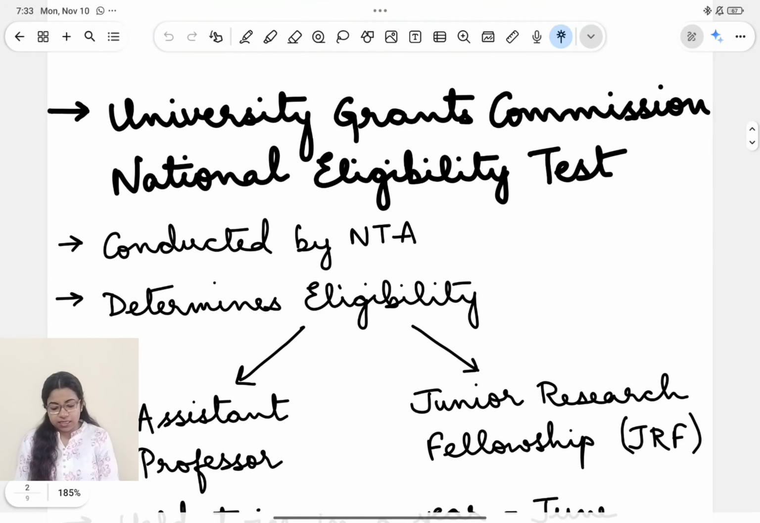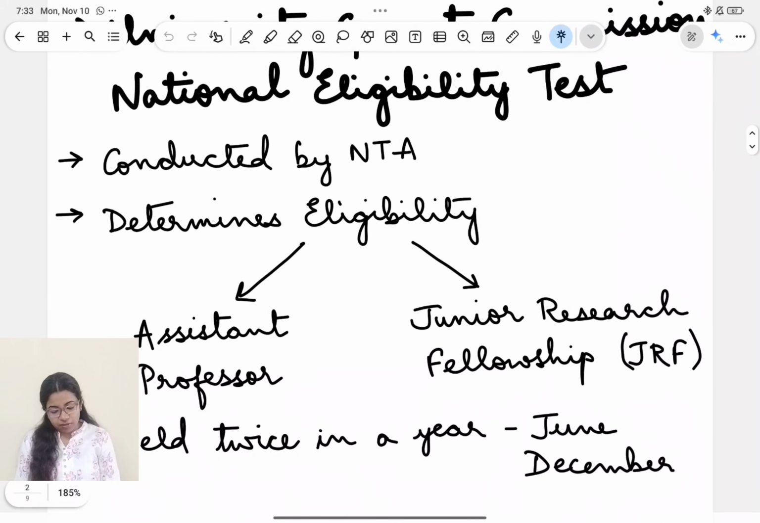UGC NET or University Grants Commission National Eligibility Test is conducted by NTA, that is the National Testing Agency. It determines eligibility for two things. One is assistant professor position in colleges and universities. The second one is the junior research fellowship for those who wish to pursue research. The exam is held twice in a year, in the month of June and December. It's one of the most important tests for anyone aspiring to build a career in academics or education.